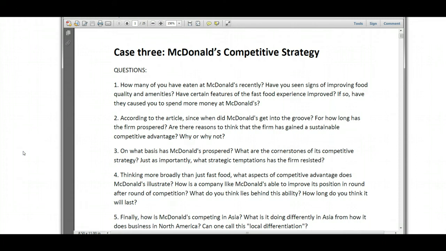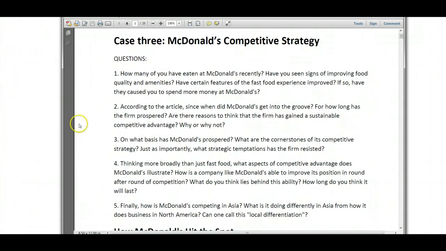So let's look at these two cases. Okay, so McDonald's, a very interesting case. It's one of the bigger cases, and there's five questions here that I wanted you to think about. Now, McDonald's has gone through a huge change over the past 13 years. Of course, I pick a company like McDonald's because we're all familiar with it.